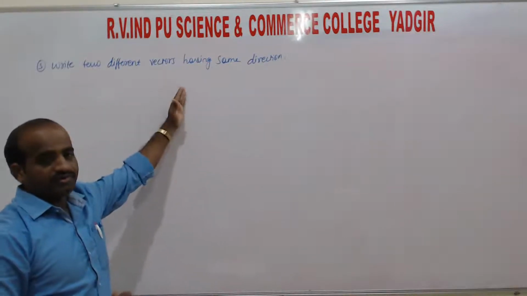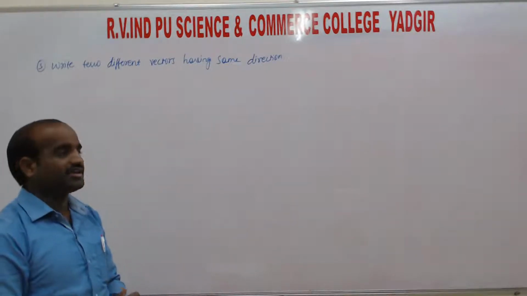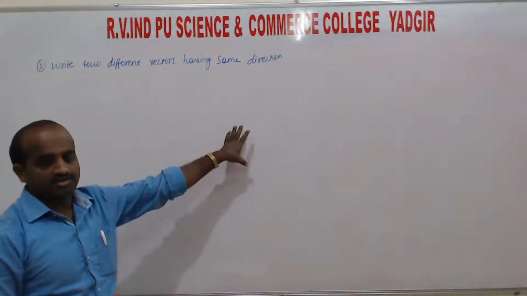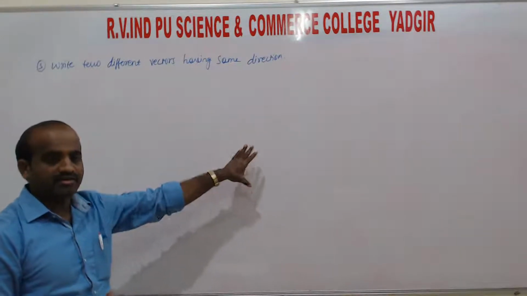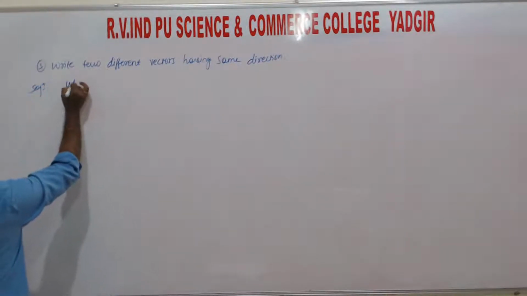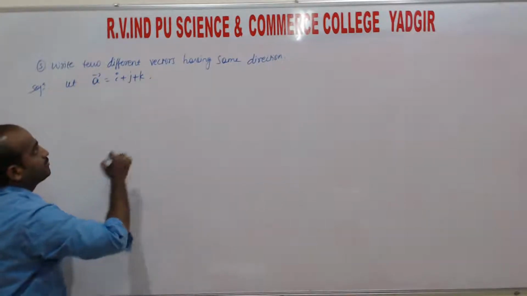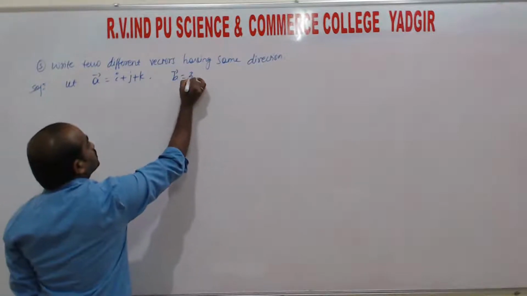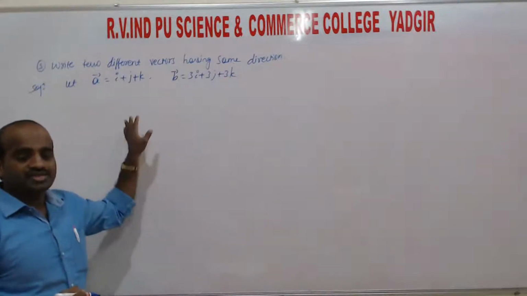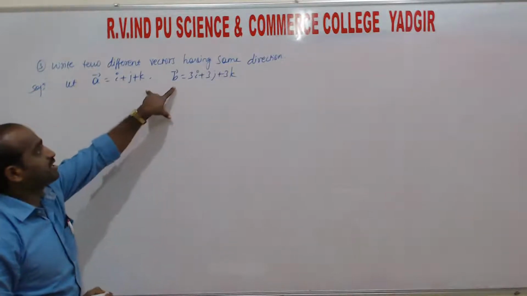We have to take two different vectors, then prove they have the same direction, then find the direction cosines. Direction cosines are what? Cos alpha is x by r, cos beta is y by r, cos gamma is z by r. l, m and n are the direction cosines. For example, a vector is i plus j plus k, and b vector is 3i plus 3j plus 3k. These two vectors are not equal. a vector is not equal to b vector. These two vectors are different.